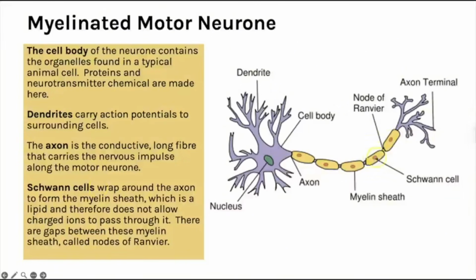Schwann cells, so these are these Schwann cells here, and they wrap around the axon to form the myelin sheath, which is a lipid and therefore does not allow charged ions to pass through it. There are gaps in these along the axon, and those gaps are known as the nodes of Ranvier.